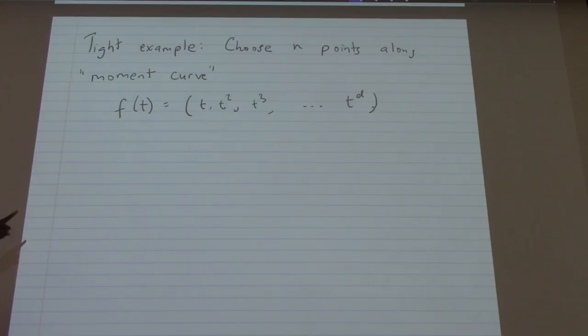Again, this is a non-trivial result. It's kind of cool that you can prove that. I'm not going to talk about that. But the point remains that this convex hull, this simple object that describes the boundary of a shape, has complexity that depends exponentially on the dimension.